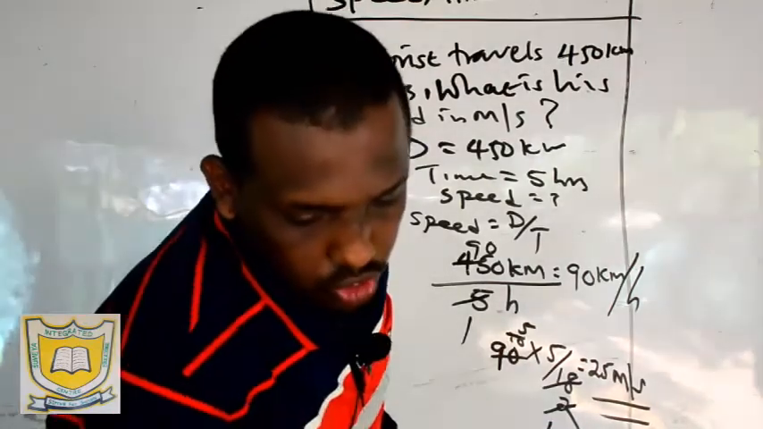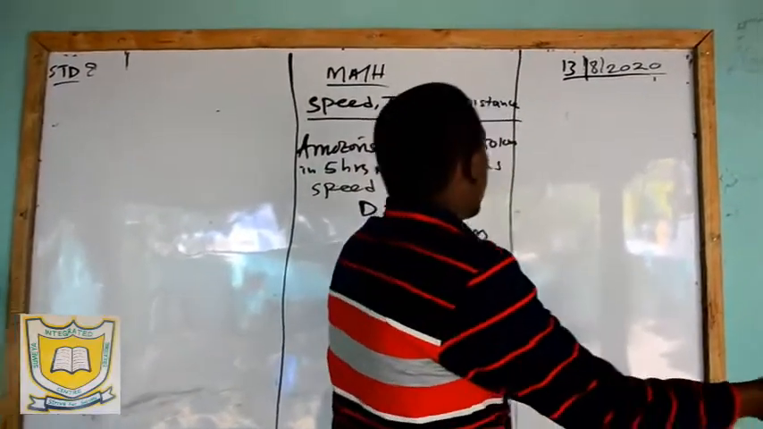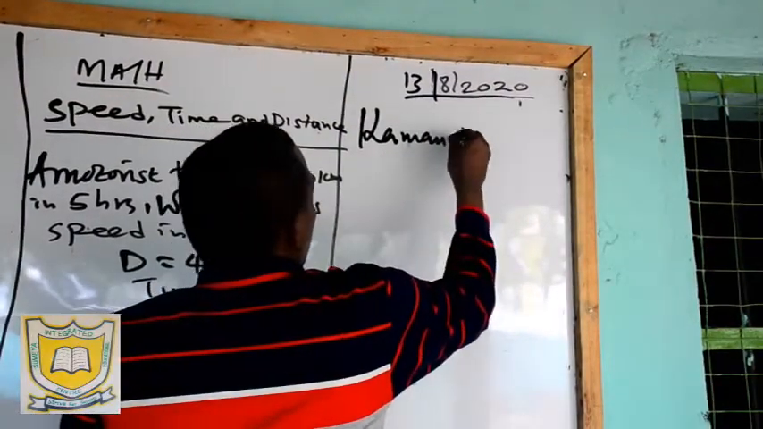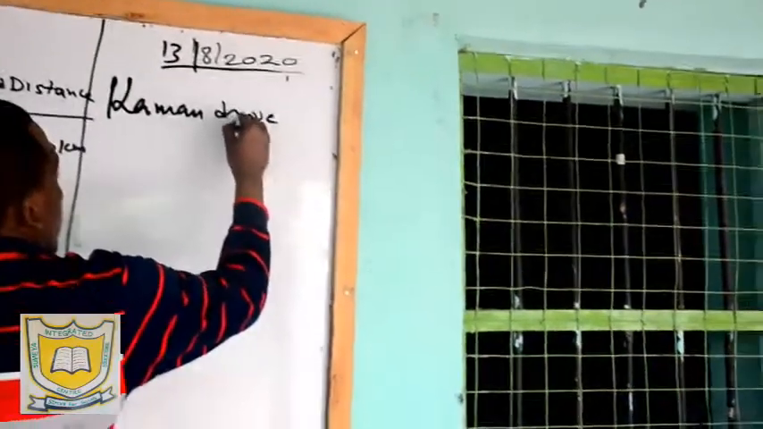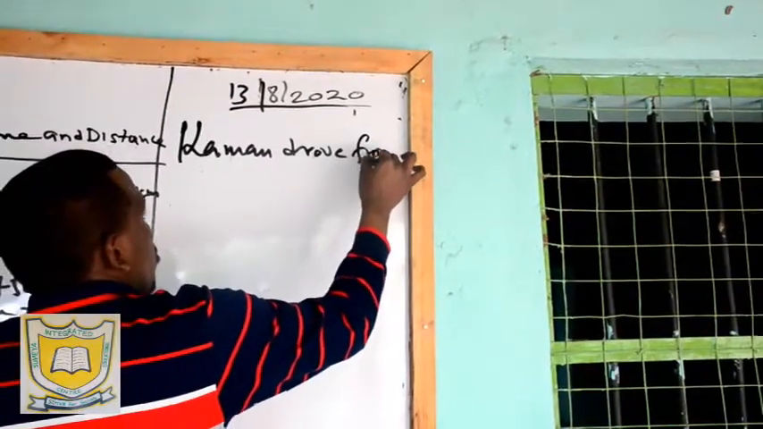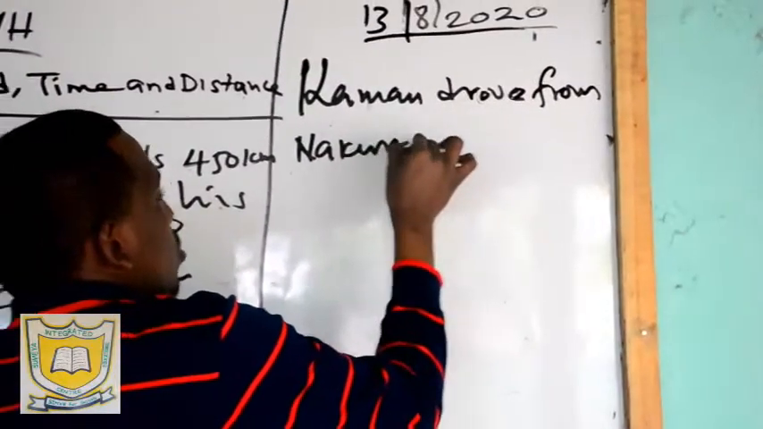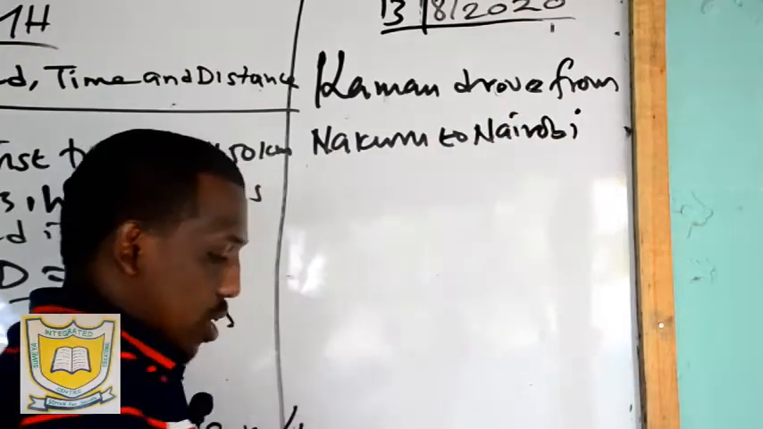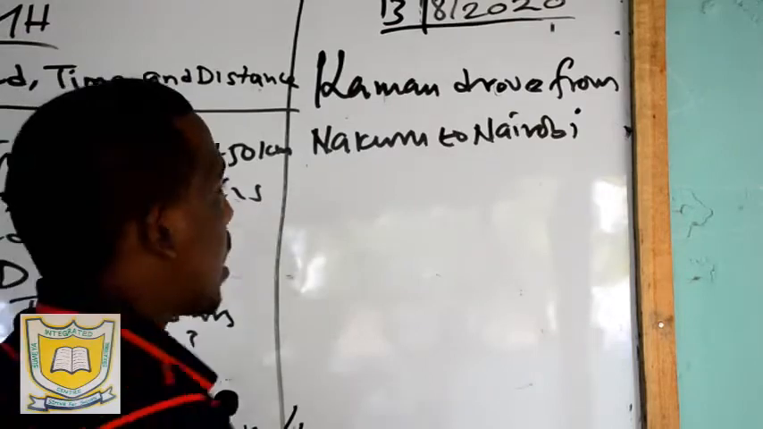Then there's also another question here. You are told Kamau drove from Nakuru to Nairobi a distance of 150 kilometers.